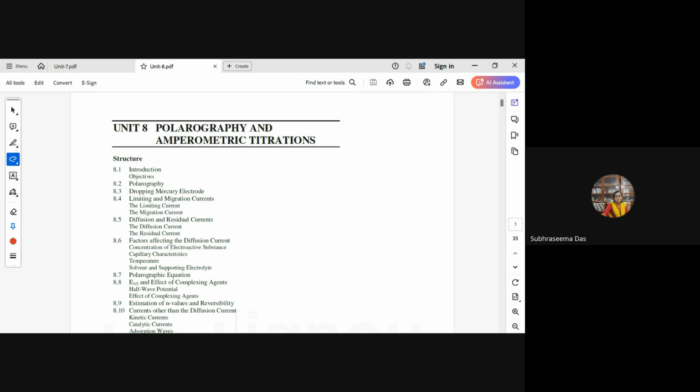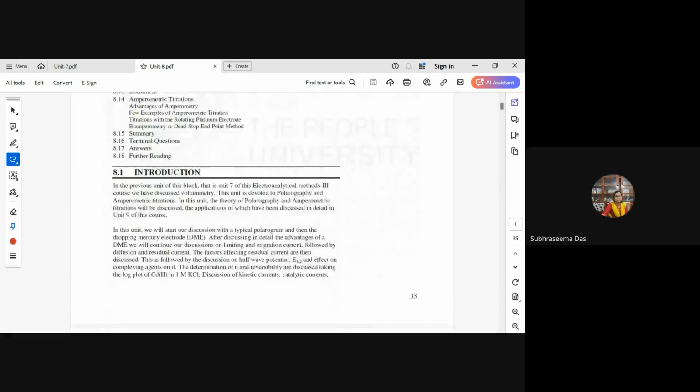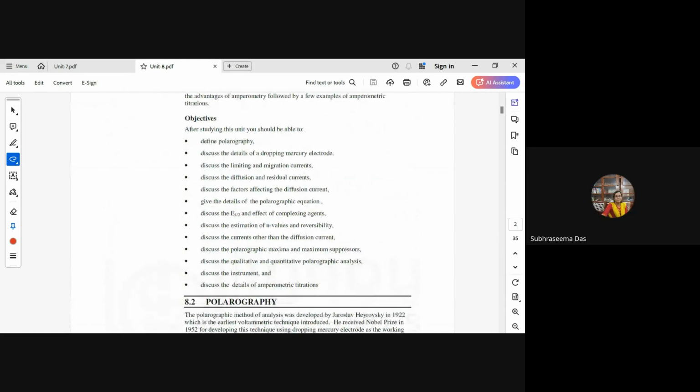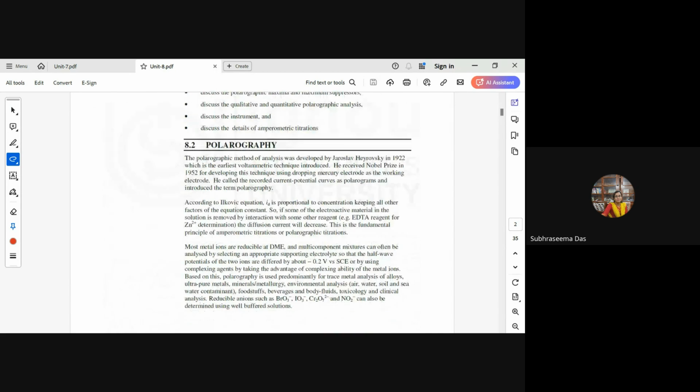So now coming to polarography and amperometric titrations. First we'll start with polarography. This method, polarography, was developed by Heyrovsky, and he won the Nobel Prize for the discovery of this technique. Initially it was one of the forms of voltammetric technique. Then he recorded the current potential curve and he called them polarograms. And then finally he introduced the term polarography.